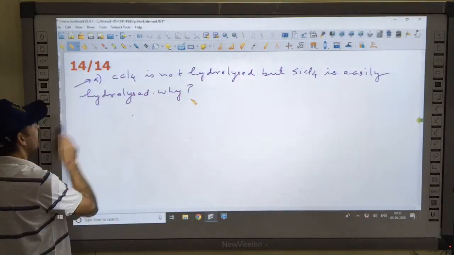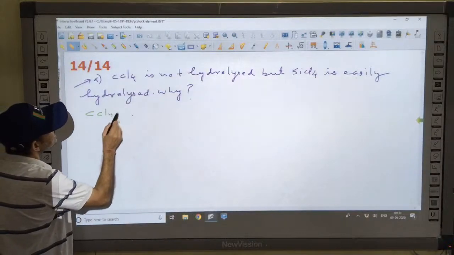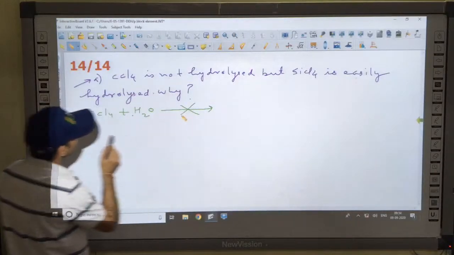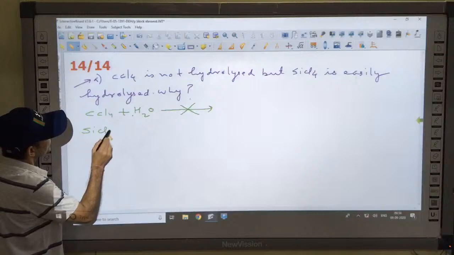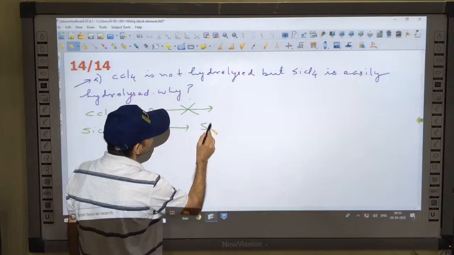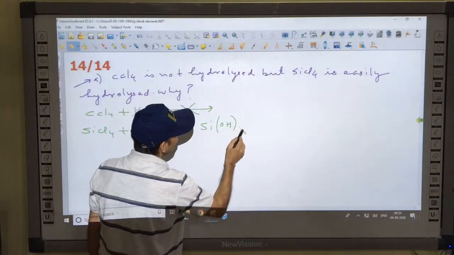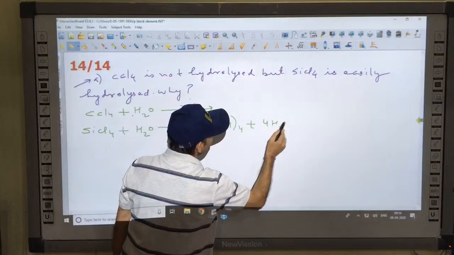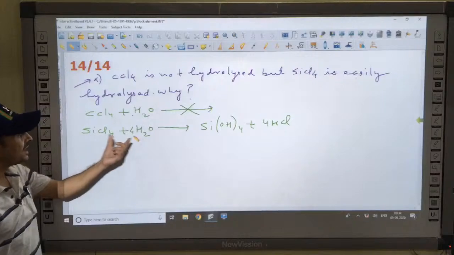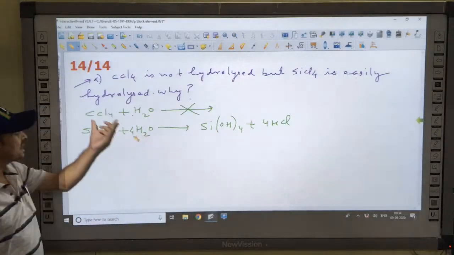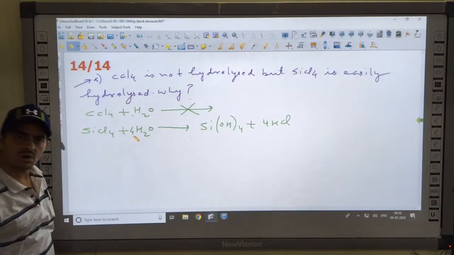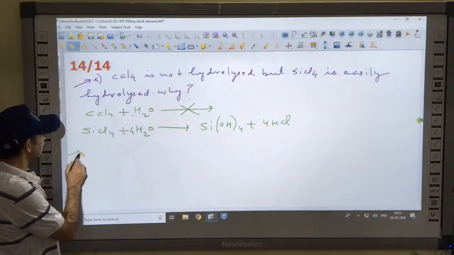This means what? If I write CCl4 plus water, then no reaction is going to take place. But if I write SiCl4 plus water, then this reaction takes place: Si(OH)4 plus 4HCl. Now why has this happened? You see, all Cl atoms are replaced by OH. The same would have occurred over here, but here the reaction is not taking place. Why? What is the answer for this?